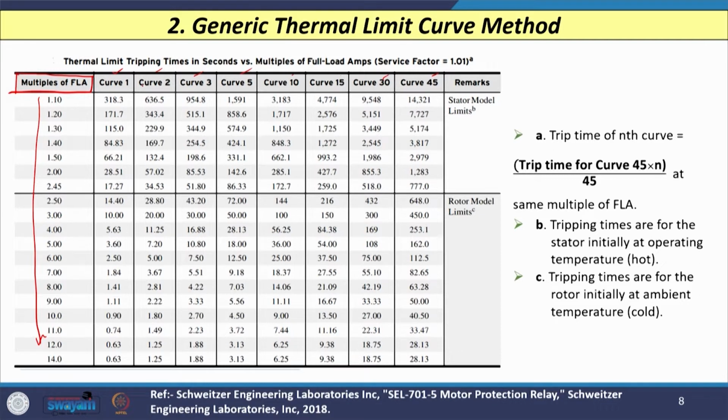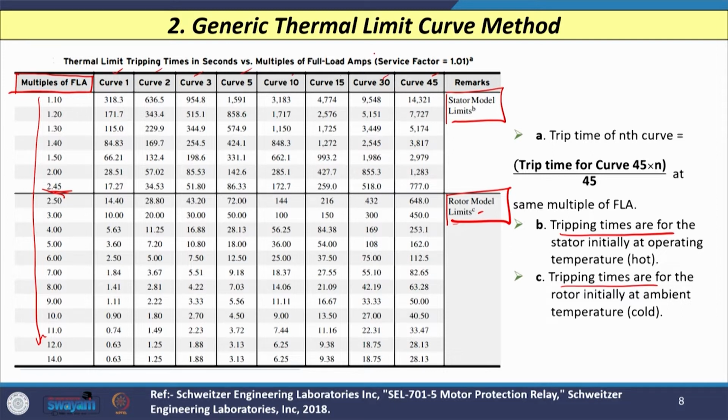You can see that for each curve, let us say curve number 1, curve number 2 or curve number 15, the time is given. If I consider the last column, the remark column, you can see the stator model limits are given up to 2.45 times FLA, and beyond that, when it becomes 2.5 to 14 times FLA, the rotor model limits are given. Here the stator model limits are the tripping times for the stator, initially when the motor is operating in hot condition, whereas the rotor model limits, with the constant C, are the tripping times for the rotor, initially at ambient temperature, when it is in cold condition.